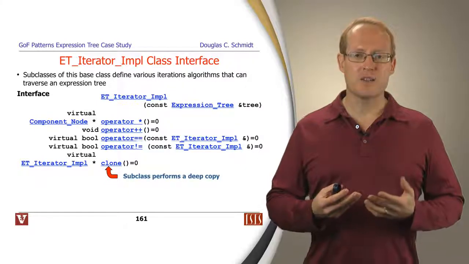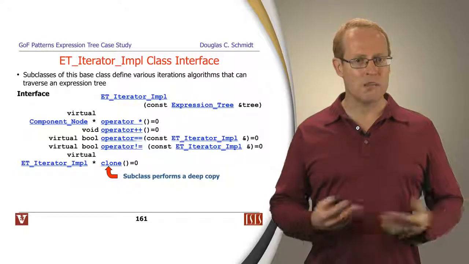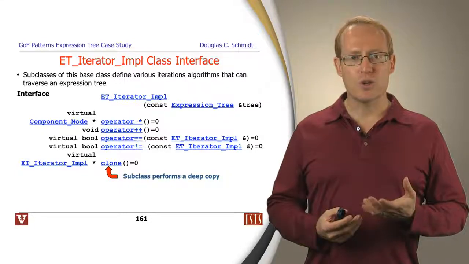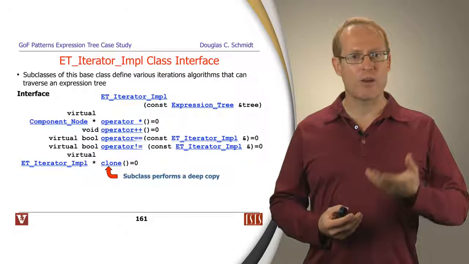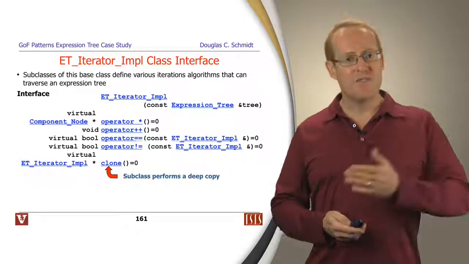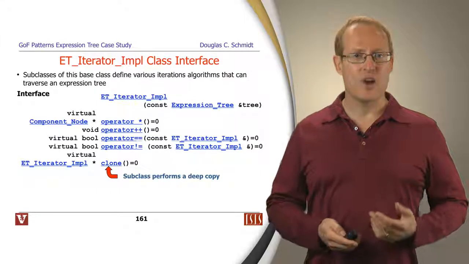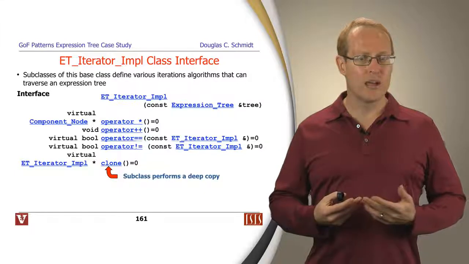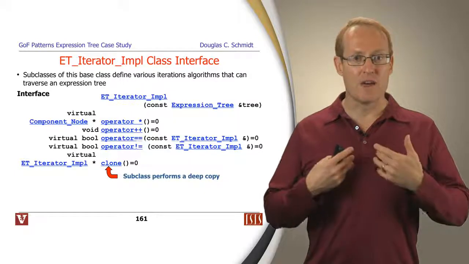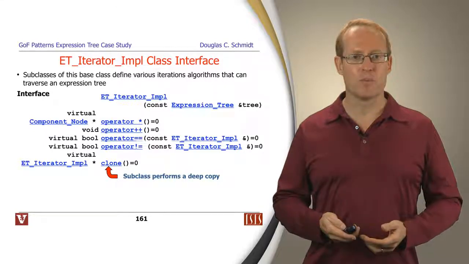Now what's interesting here is that you can see that clone is a pure virtual method, which means it has to be overridden by subclasses. And clone returns a pointer to an ET iterator impl. It returns a pointer to what looks like itself, its base class. In fact, of course, the subclasses of this interface are going to override clone and provide deep copies of themselves, returning those things as pointers to ET iterator impls.